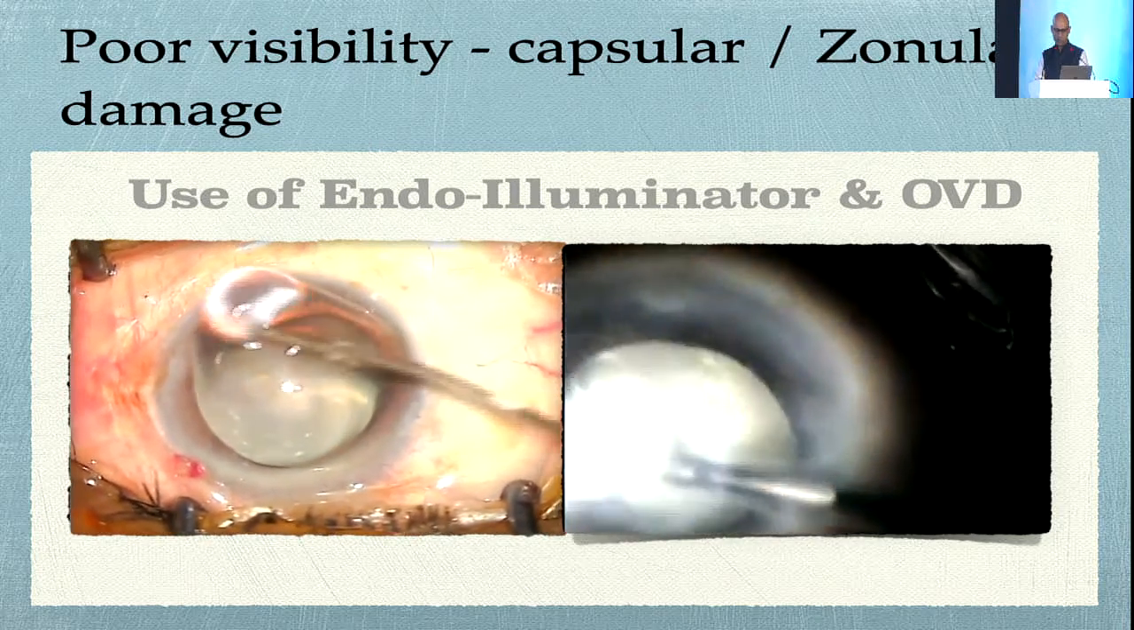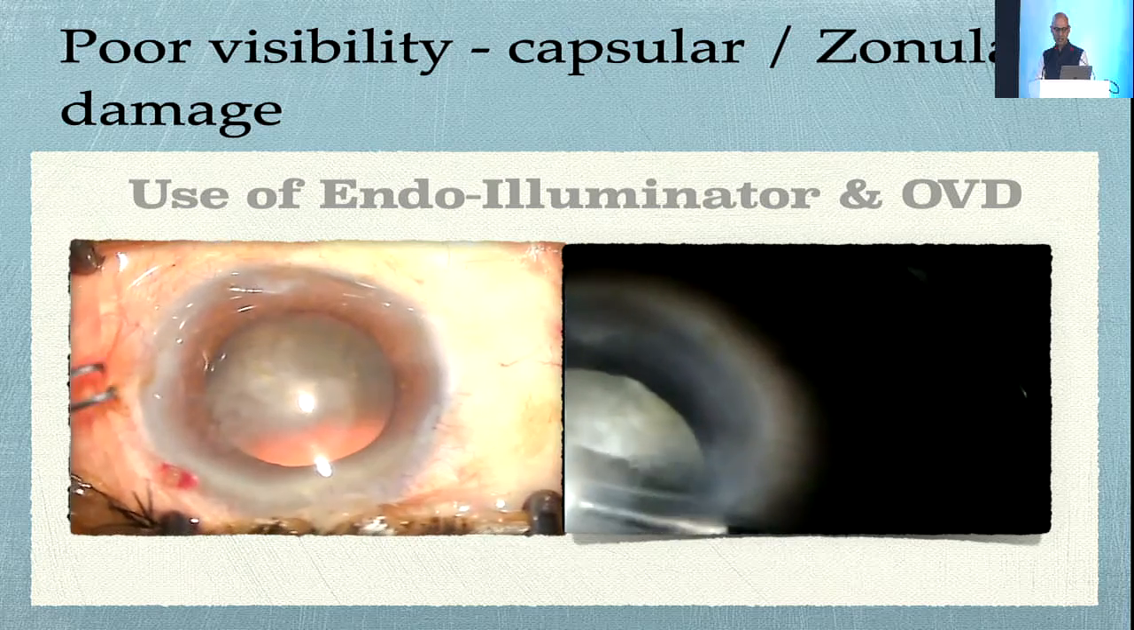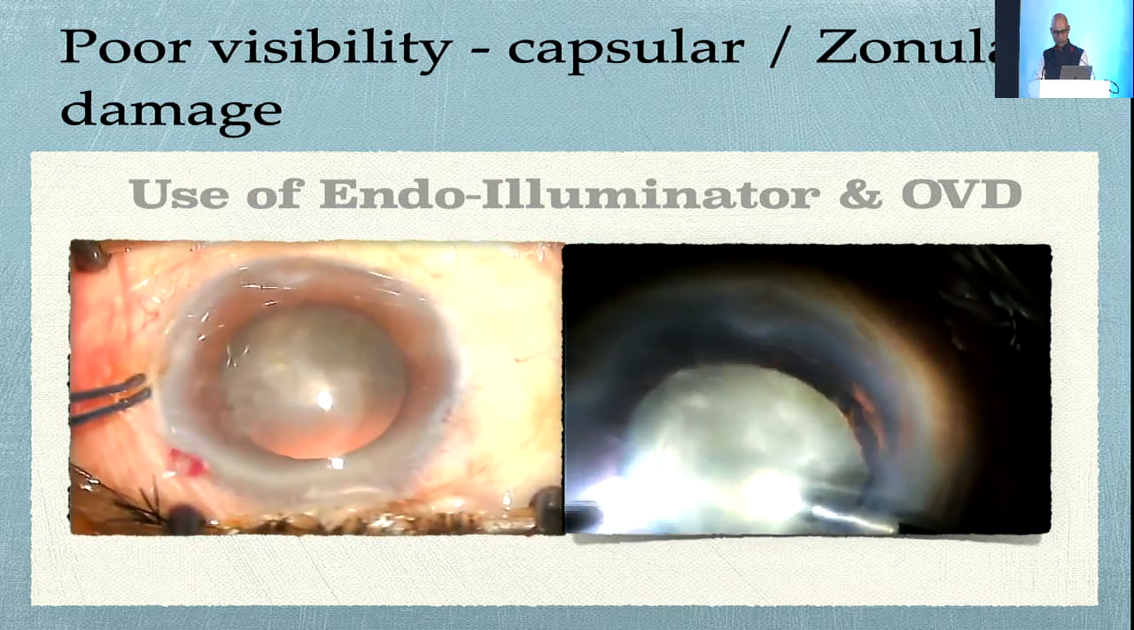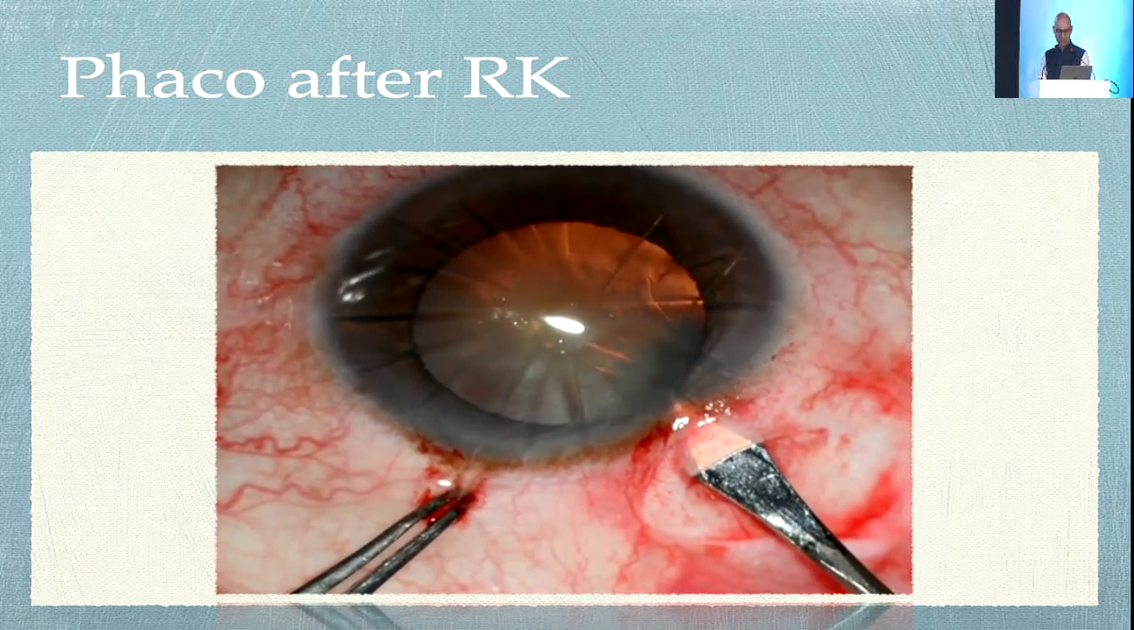If you have poor visibility, sometimes it can result in damage to the capsule or zonule. So make sure you see well during surgery. Use an endo illuminator, viscoelastic on the surface, etc.